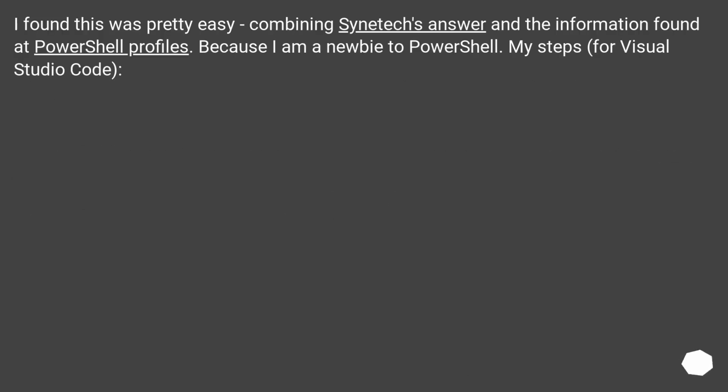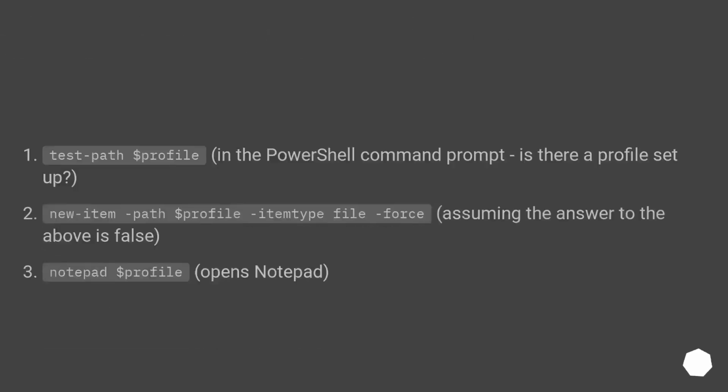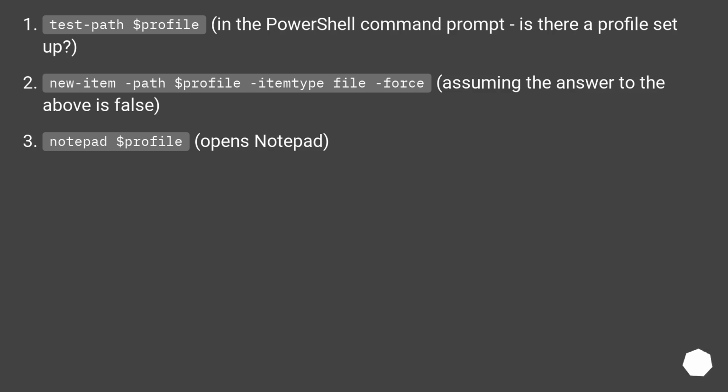I found this was pretty easy, combining Synatex's answer and the information found at PowerShell profiles, because I am a newbie to PowerShell. My steps, for Visual Studio Code. Test-Path $profile, in the PowerShell command prompt: is there a profile set up? New-Item -Path $profile -ItemType file -Force, assuming the answer to the above is false.